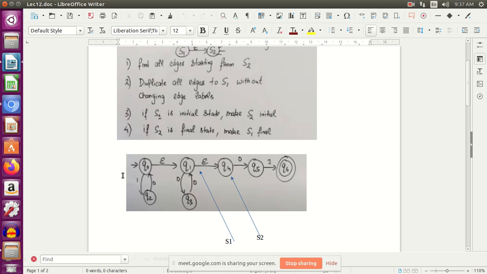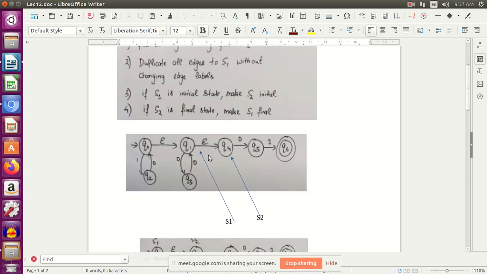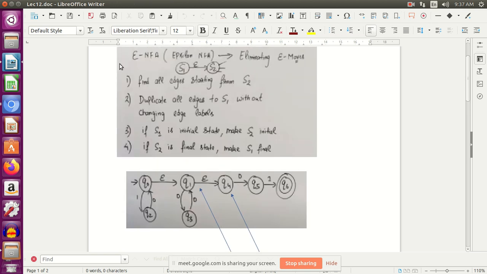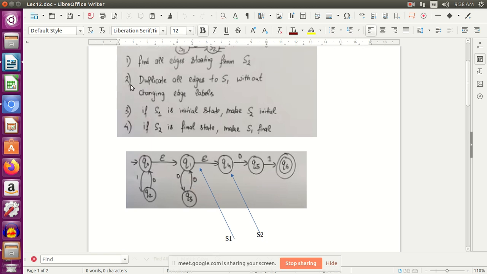In our case, we have an epsilon move over here which we are going to remove first, and then we will go for this one. Just assume Q1 is equivalent to S1 and Q4 is equivalent to S2, to maintain the symmetry of this process. Now what was the first step? Find all the edges starting from S2. What are the edges starting from S2? You have one edge towards Q5 with label 0. Then we need to duplicate all edges to S1 without changing the edge label.